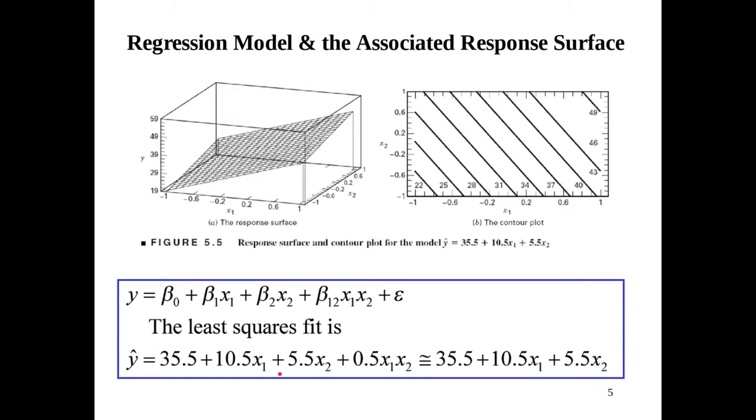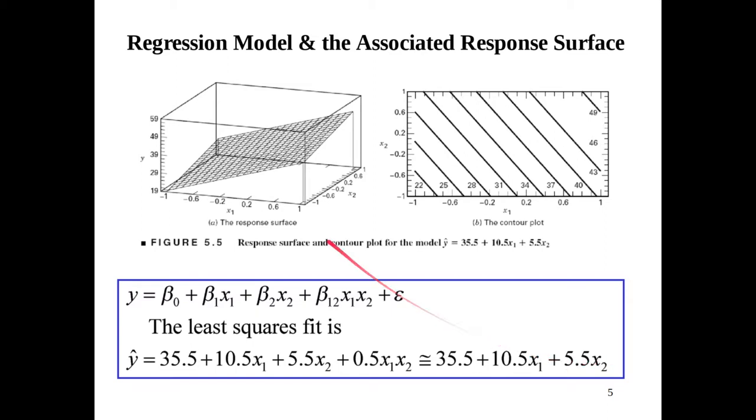Once again, you can see from the regression analysis that this particular term, 0.5 x1 x2, we can ignore. It's insignificant. The coefficient is so small. So let's remove this term, and then our approximate model is 35.5 plus 10.5 x1 plus 5.5 x2, and then we can plot this.